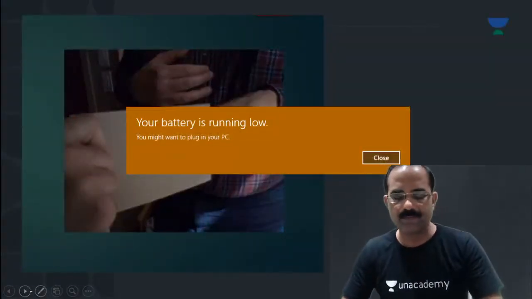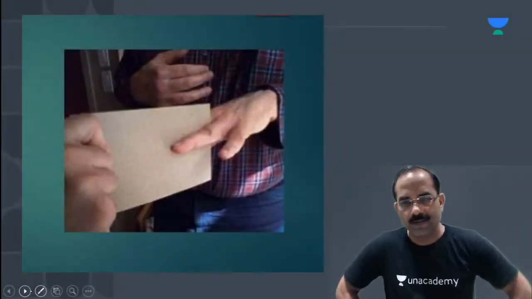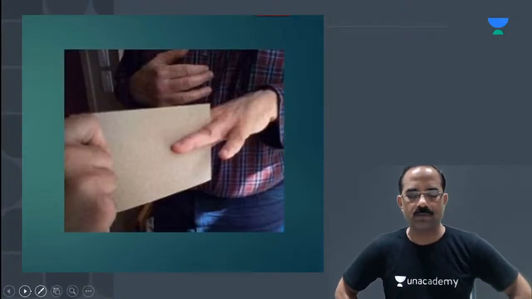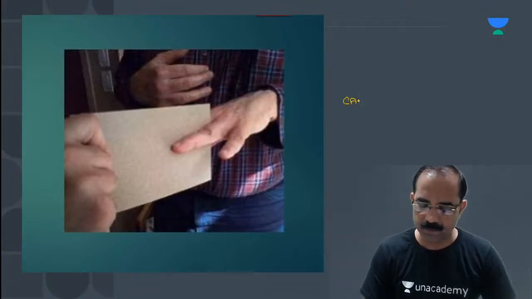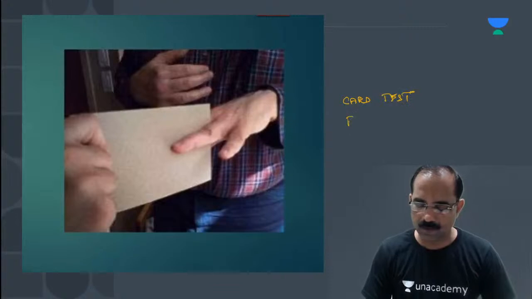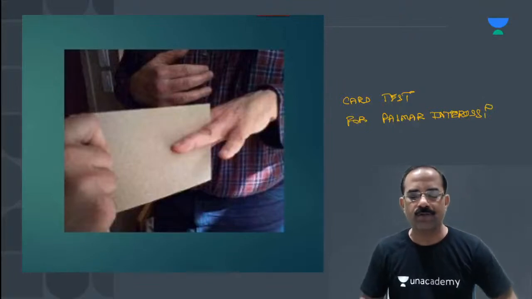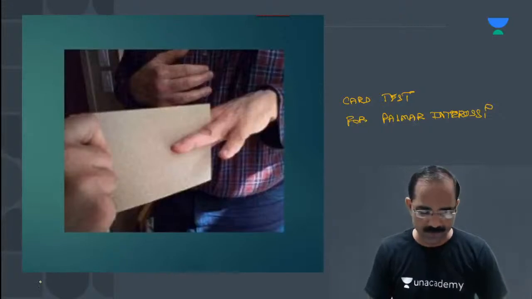Paper test. And what is this for? Adductor? No, this is for palmar interossei. It is also known as the card test. Card test for palmar interossei. Right, so what do palmar interossei do? They do adduction of fingers, and this is to test the palmar interossei.